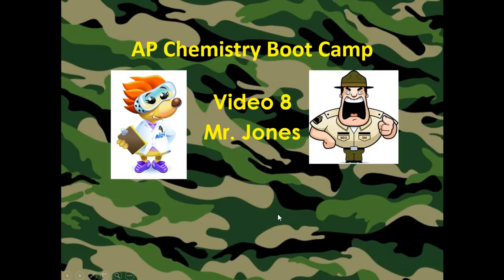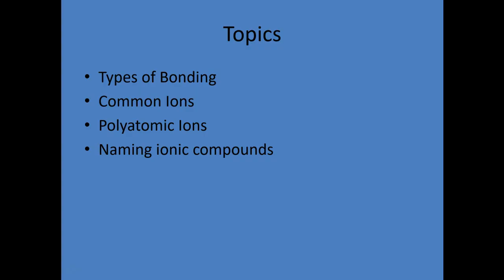We are on to video number 8, and one more to go after this one. So we're going to start talking about some types of compounds and how to distinguish between the two main types of compounds, which are ionic and covalent compounds, and then some characteristics in this video of ionic compounds, common ions, what are called polyatomic ions, and then naming ionic compounds.